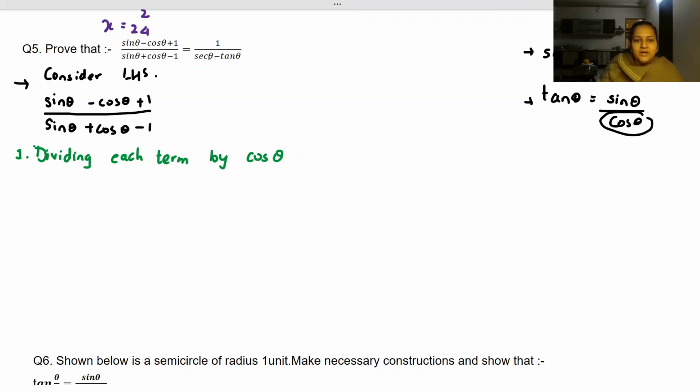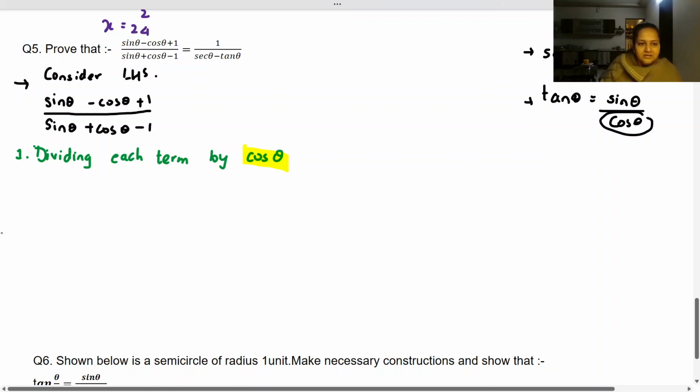I hope you understood why we are dividing by cos θ. Had the question been 1 upon cosec minus or plus cot, in terms of cosec we have 1 upon sine, and in terms of cot we have cos upon sine. The denominator would have sine, so we would have divided by sin θ. But here we need to prove it is equal to 1 upon sec θ − tan θ. Sec is 1 upon cos and tan is sine upon cos, so that is why we've chosen to divide by cos θ.